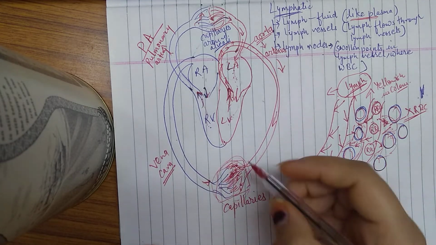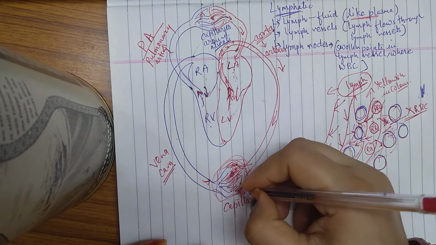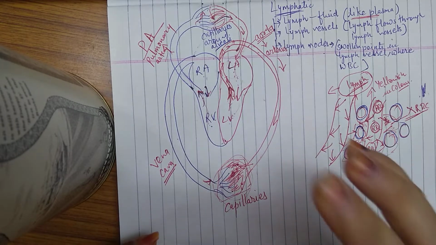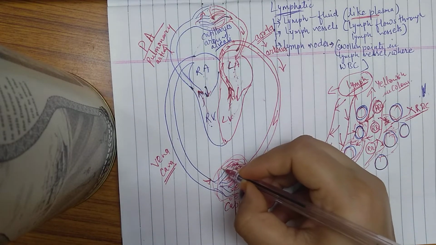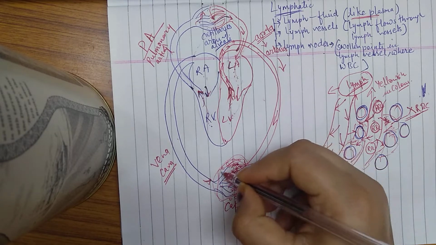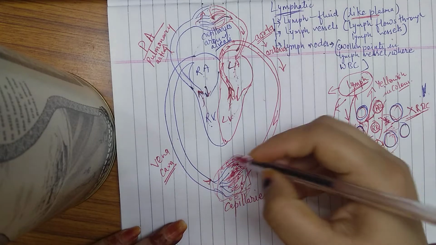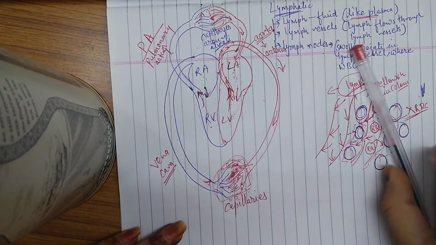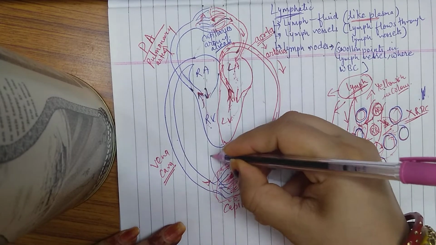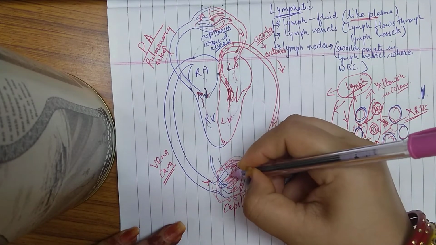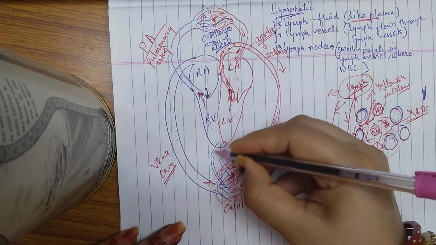Now if this lymph is not cleared away from here, then it will exert pressure on the nearby cells, and due to this these cells may swell up, which is not good for us. That's why around these capillaries we have another network of capillaries, known as lymph capillaries or lymph vessels. There are various lymph vessels here which are connected with each other.